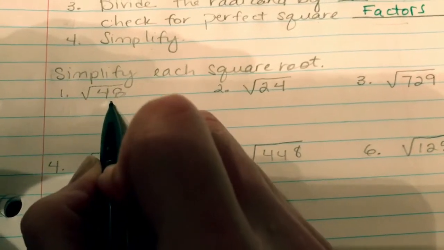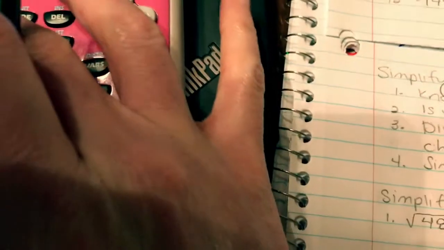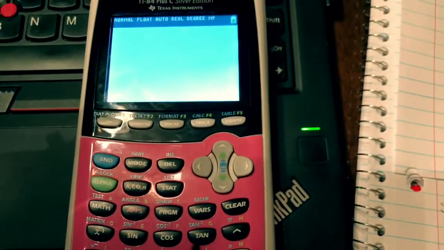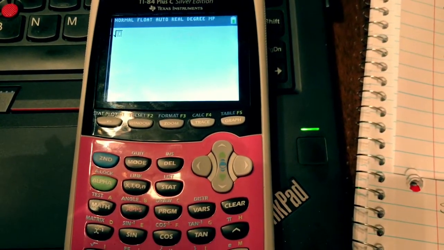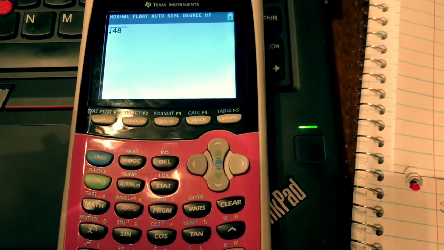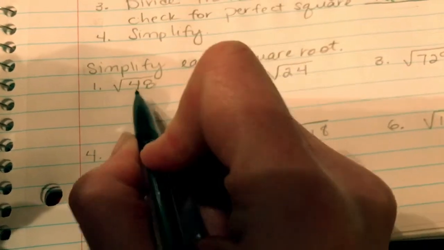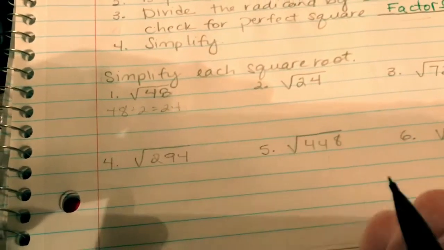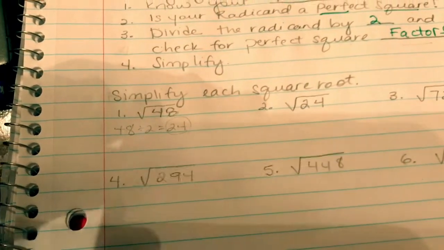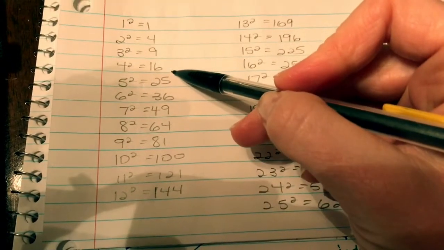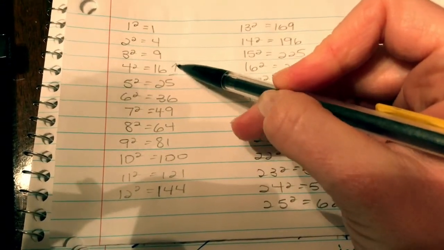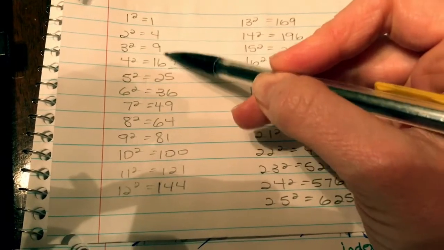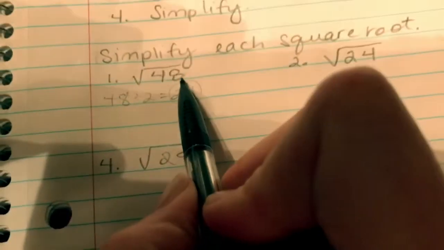So we'll do a few examples. So question 1, square root of 48. When we type square roots, you type in the second, and then you type in the x squared symbol. You can type in your number and double check. Nope, didn't work out, not a perfect square. So next we divide by 2. So 48 divided by 2 is 24. So we're actually gonna double check to see if any of our perfect squares less than 24, so starting this direction, to see if any of these are actually factors of our original radicand.